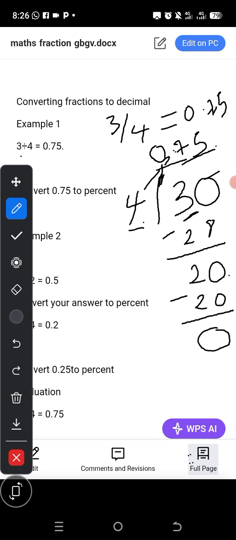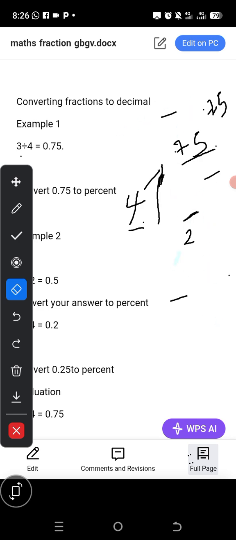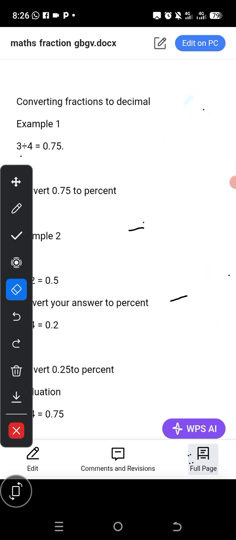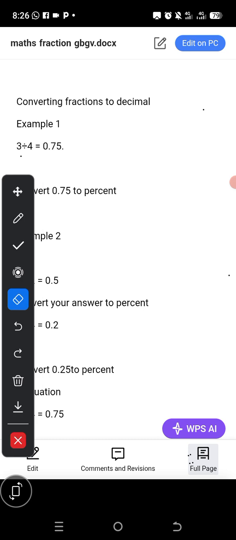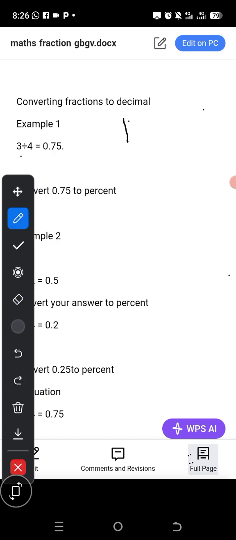So let's do one more example. Let's convert one more fraction to decimal. Another example is 1/2. That's 1 divided by 2. So you do the same thing. You draw this line. This is the division sign. Then you put the bigger number outside, and you put the smaller one inside.